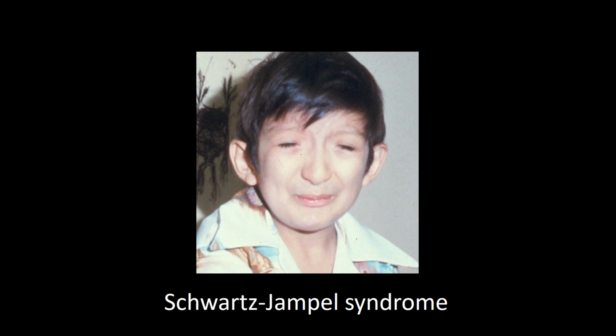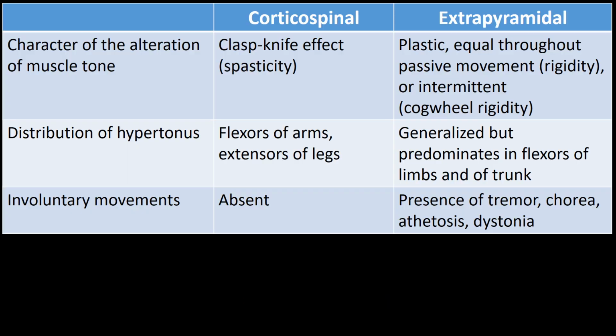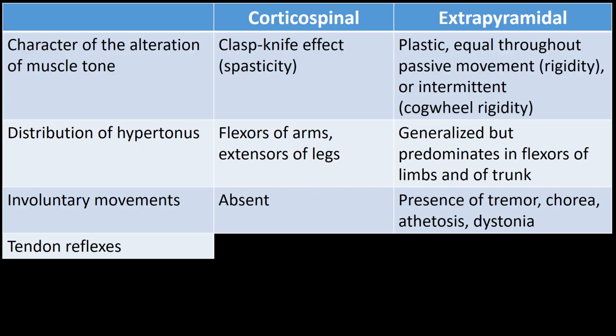This patient had a rare condition called Schwartz-Jampel syndrome. These patients suffer from muscle rigidity, but in addition they have episodes of eyelid dystonia. Eyelid dystonia is called blepharospasm. Next, we will address tendon reflexes.